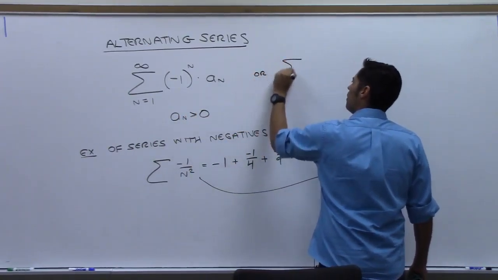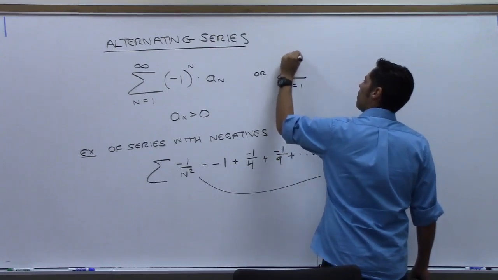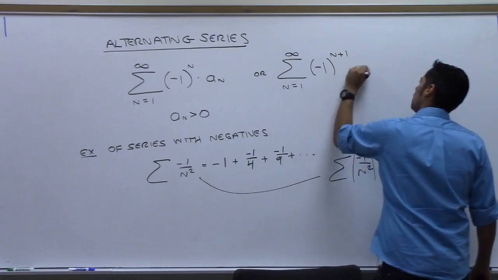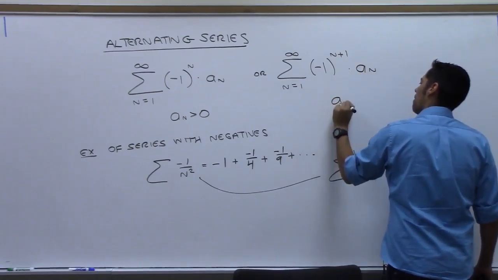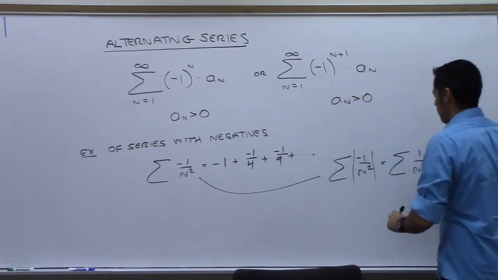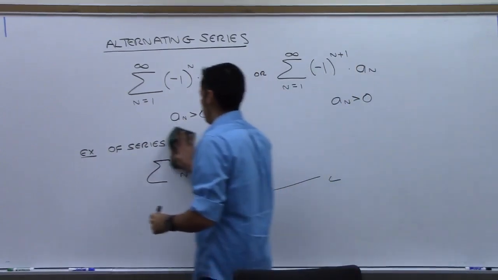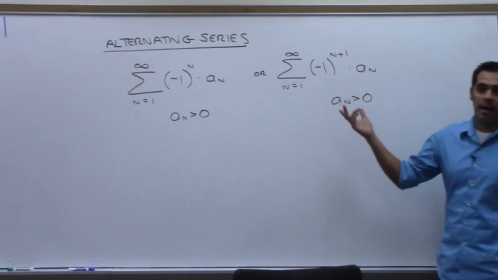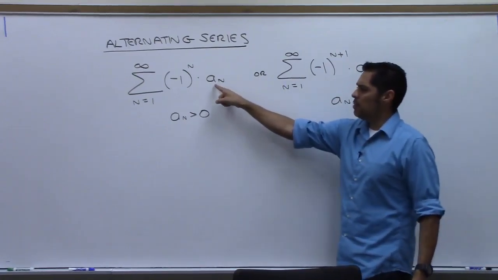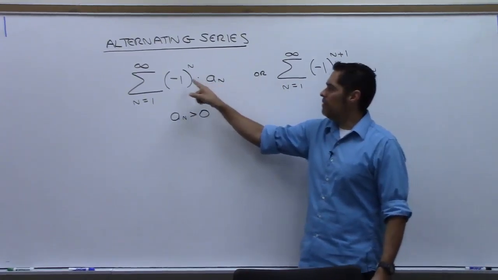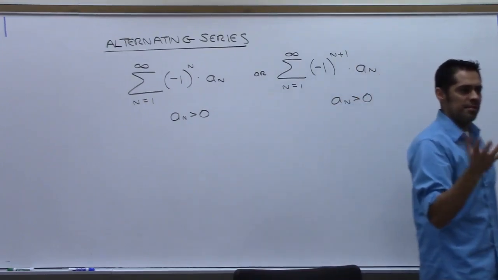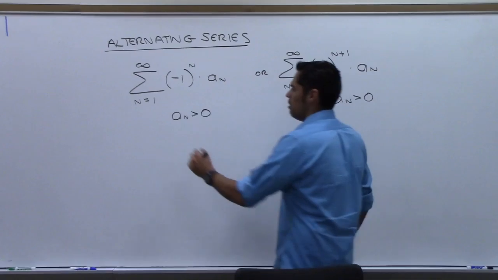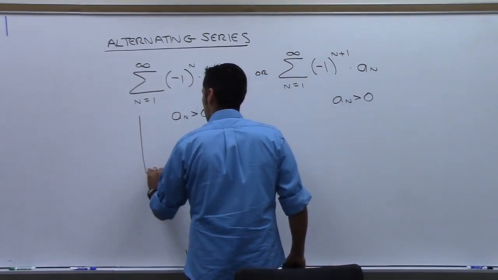Or you could have (-1)^(n+1). So all that's different now is that we still have a sequence, a sub n, but now we have this (-1) out front that controls the sign of the sequence. So can you write out what these terms would be?